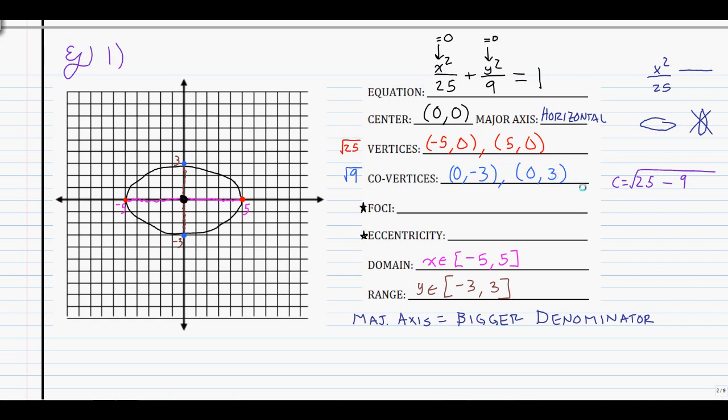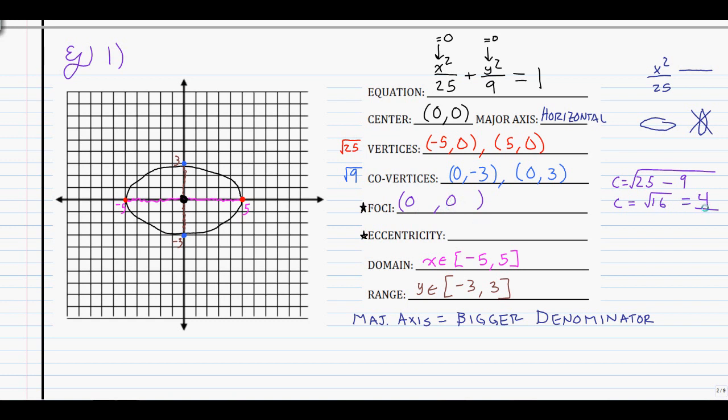So c equals the square root of 25 minus 9. Well, 25 minus 9 is 16. So c is actually equal to 4. It's a whole number. That's kind of interesting. And so for our foci, now that I've got c equal to 4, I'm going to write down my center. My center is 0, comma 0. Notice that I've left some space in here. I've got 0 and a little bit of room, comma 0 and a little bit of room.